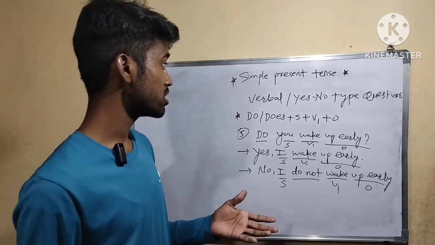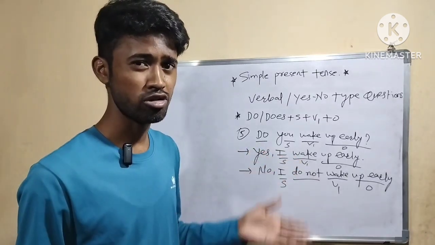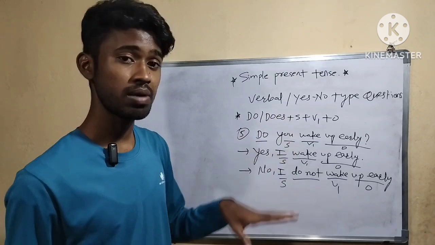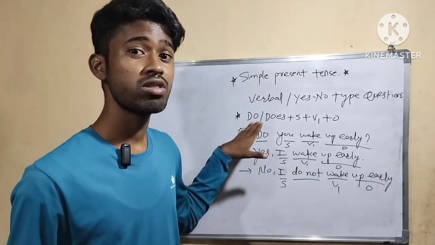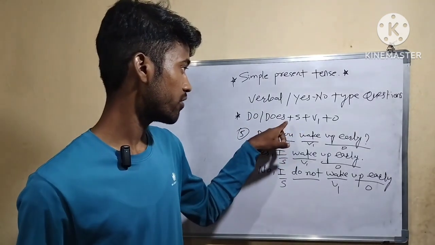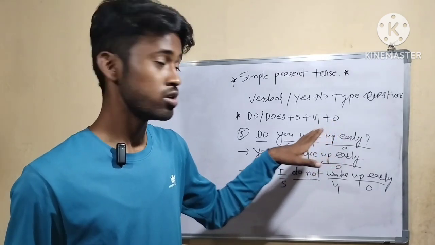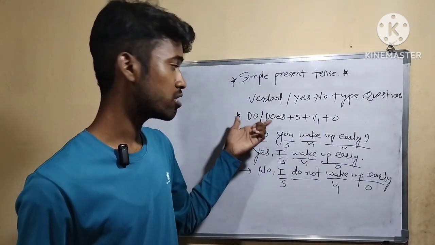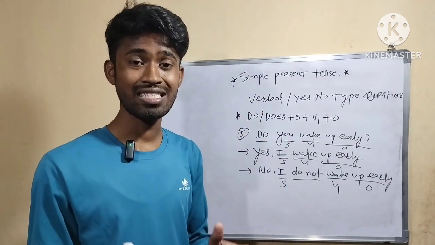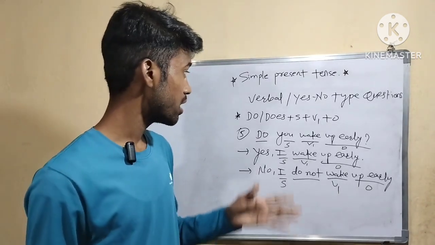After this we will discuss a few WH questions. It is similar, not the same but similar. In verbal or yes/no type questions, the question starts with do or does, and after that it follows the subject plus verb first form plus object. Whenever any sentence starts with do or does, you need to understand that it is a verbal question, and you can answer it with yes or no. So that's it for the verbal question.